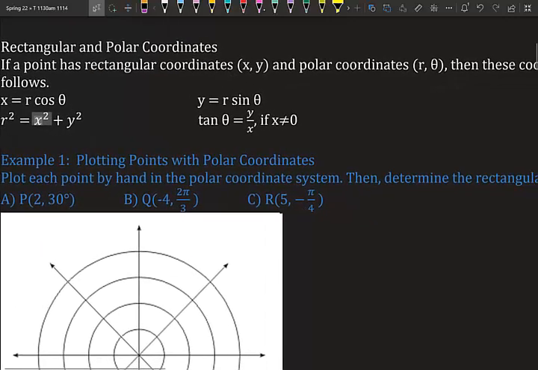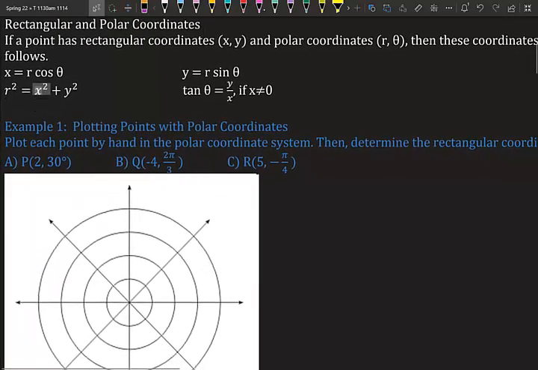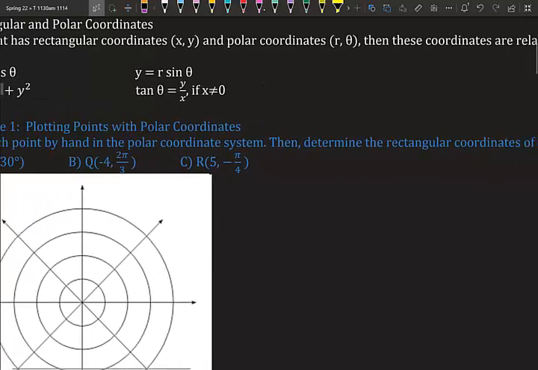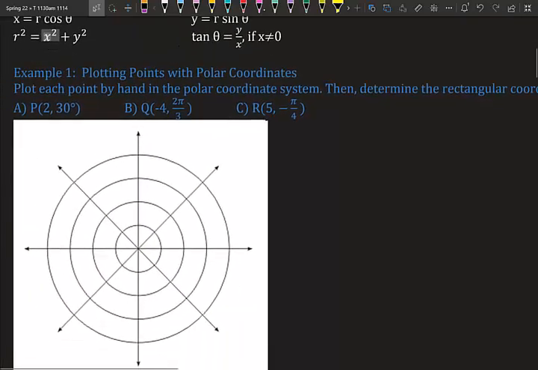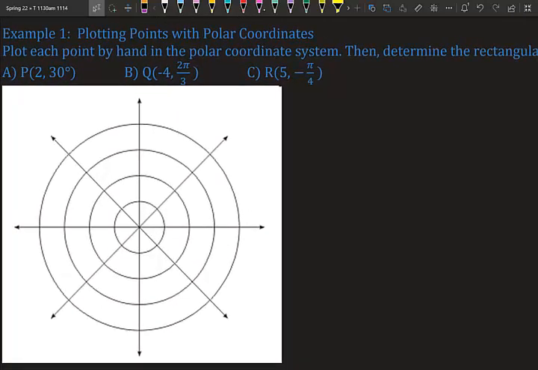Alright, we're going to plot points with polar coordinates. Plot each point by hand in the polar coordinate system, then determine the rectangular coordinates of each point. So we're going to graph all three of these on the same polar coordinate plane.